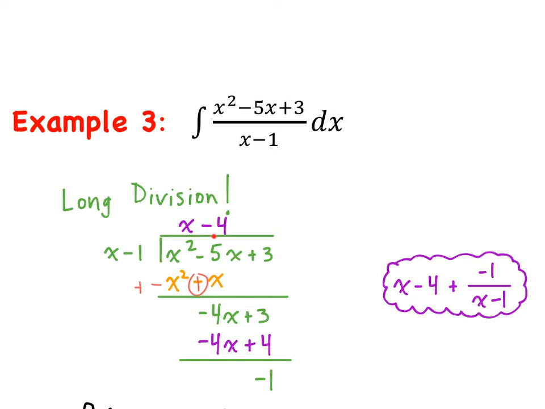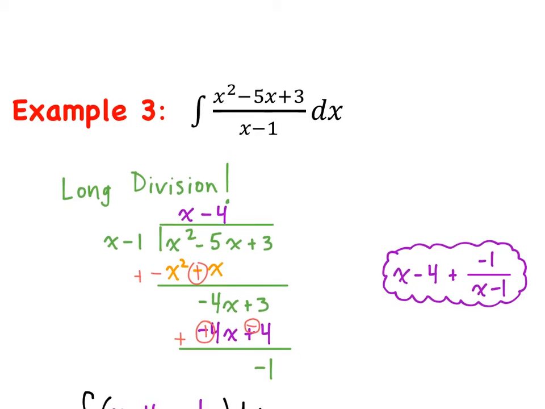We need to multiply by negative 4. So negative 4 times x is where we get negative 4x. Negative 4 times negative 1, we get plus 4. And now again, I'm just going to change these signs underneath because we're adding those two quantities together. And when we do, we have 3 minus or plus a negative 4, which leaves us with negative 1. And this is our remainder.